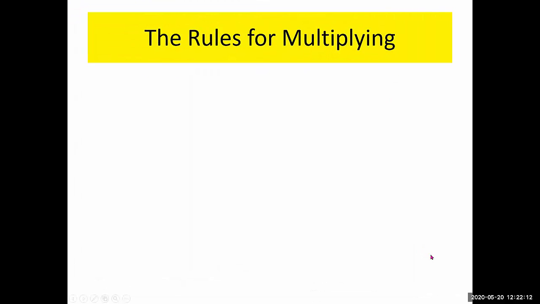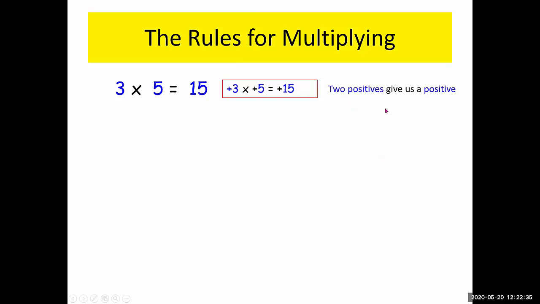So the rules for multiplying turn out to be the following. If you take a 3 times 5 as our example, we end up with 15. Now, unwritten here is the fact that these are positive numbers. So we actually end up with a plus 3 multiplied by a plus 5 gives me a plus 15. Or a plus times a plus gives me a plus. So in simple terms, I can write that down as 2 positives gives me a positive. Let's take the negative number. I'm going to take a negative 3 and multiply it by a 5, and I'll end up with actually negative 15.